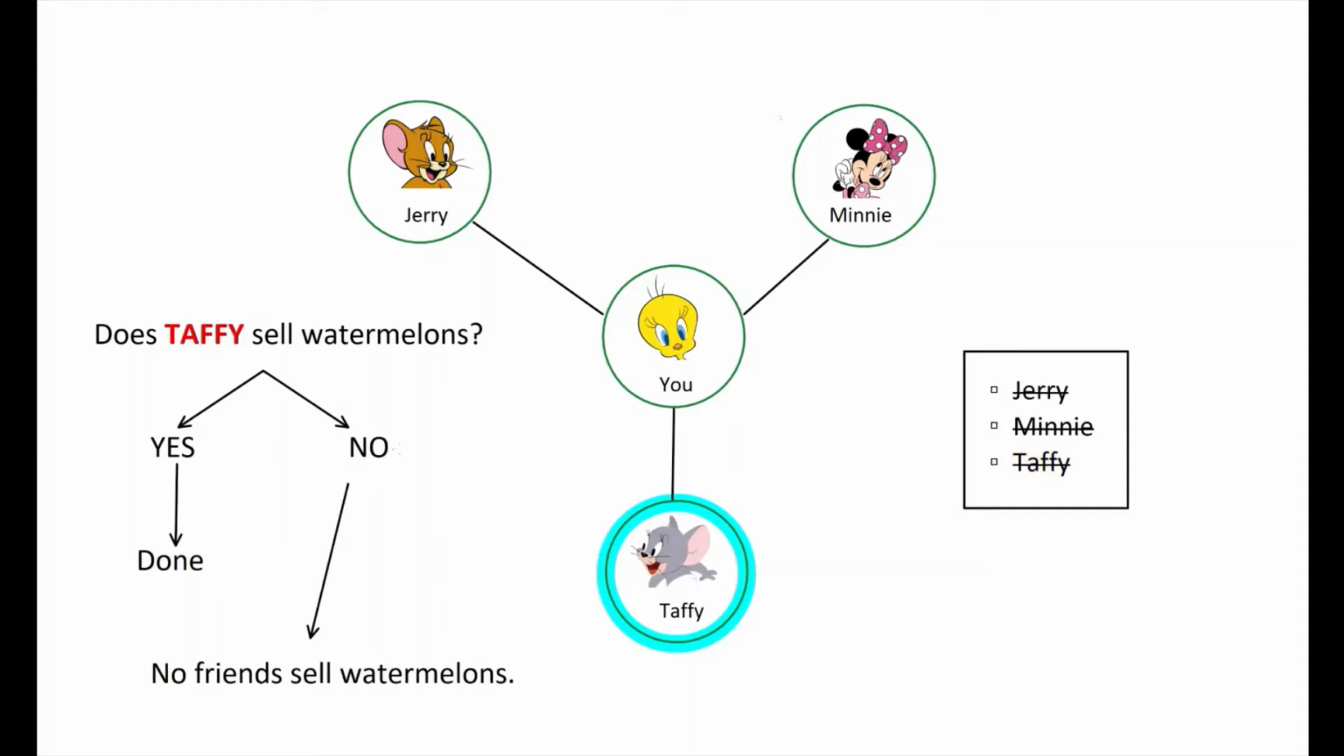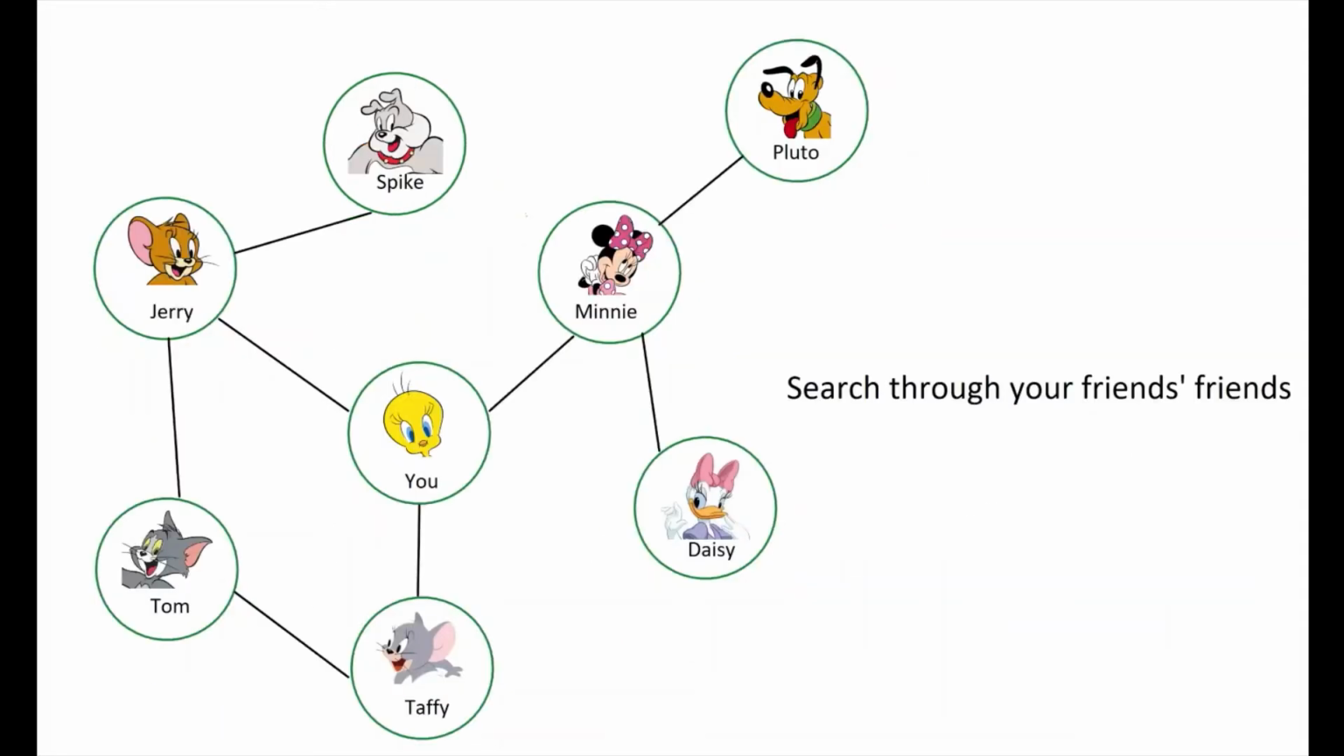Now your next step would be to search your friends' friends. Now you're not only searching your friends, but you're also searching their friends. Your aim is to find one watermelon seller in the network. So if your friend is not a watermelon seller, you add their friends to the list too. You keep on searching till you find a watermelon seller, or you have removed all names from the list. In that case, there is no watermelon seller in your network.